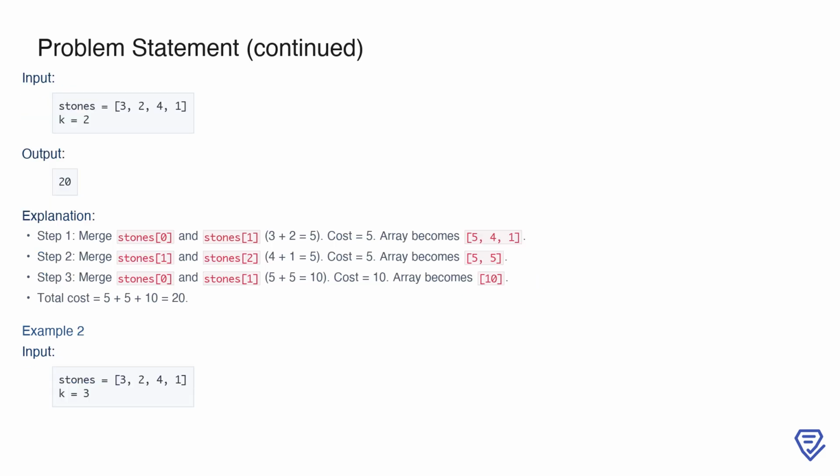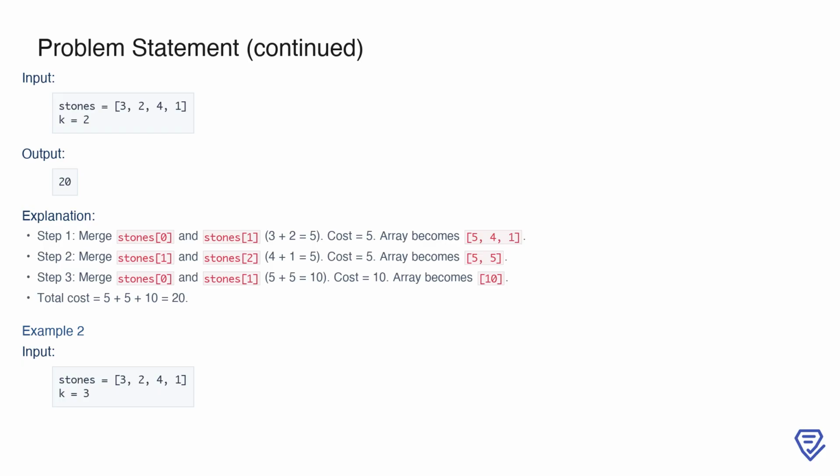Consider the first example where the input is stones equals 3, 2, 4, 1, and k equals 2. Here, we are allowed to merge exactly 2 consecutive piles in each move. In the first step, we merge the first 2 stones, 3 and 2, resulting in a new pile with a weight of 5 and a cost of 5. The array now becomes 5, 4, 1.